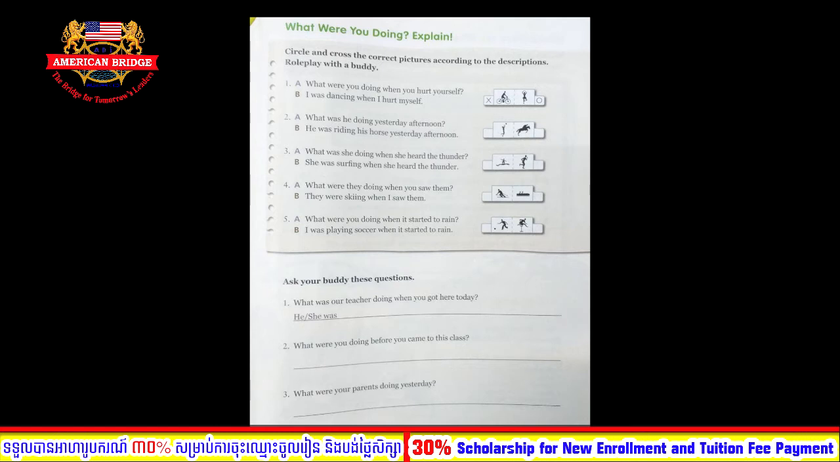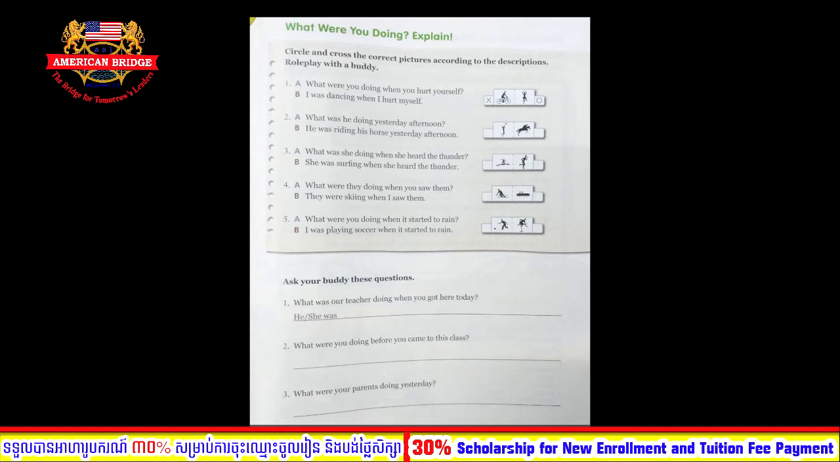You were asked to do the exercises, circle and cross the correct pictures according to the descriptions, and then do a role play. I know you don't have a partner, but that's okay, you can just practice it yourself. You were also asked to do the 3 questions: ask your buddy these questions. What was our teacher doing when you got here today? You were asked to try to answer the questions yourself, right?